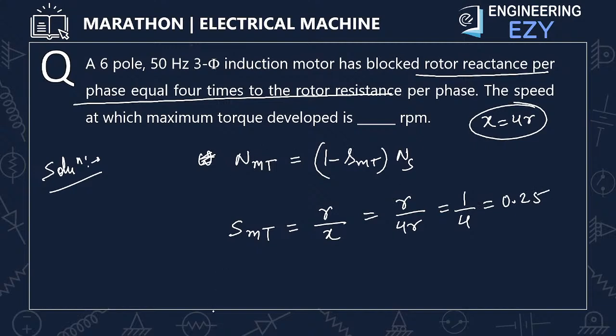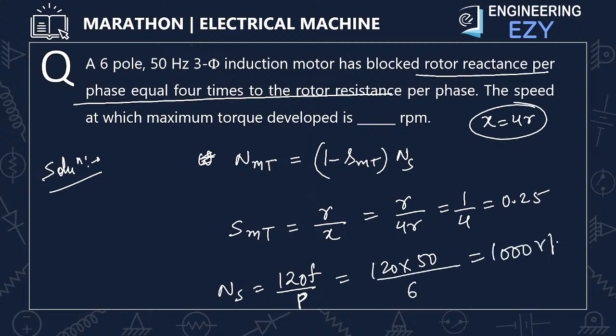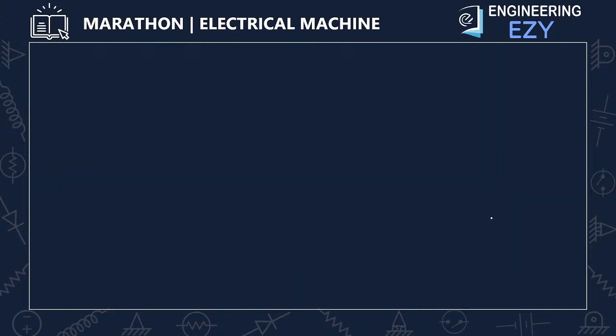What is the NS? NS is 120 f by P. Yes, fine, okay. In the next marathon, I will take higher speed, no problem, Bache. So it is 120 multiplied by 50 divided by 6, that is 1000 RPM. And if NS is 1000 RPM, NMT is (1 minus 0.25) multiplied by 1000. So it is 750 RPM.